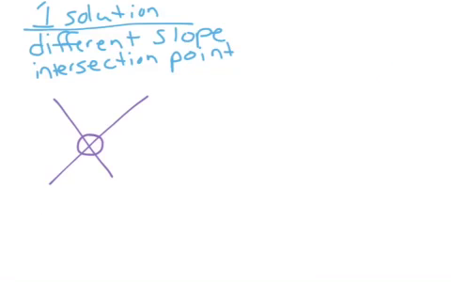Okay, just a quick little recap. Remember, if you have one solution, you are going to have different slopes. There will be an intersection point. And when you're doing this, if you're always in that y equals mx plus b form, you could just look at your slopes. If your slopes are different, you know it will always have one solution.